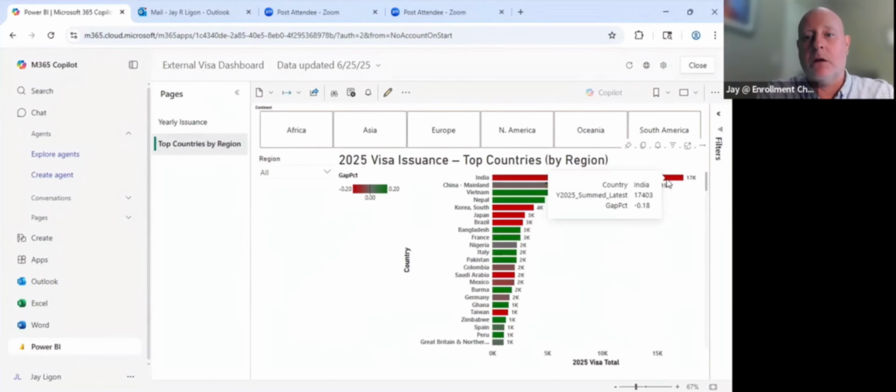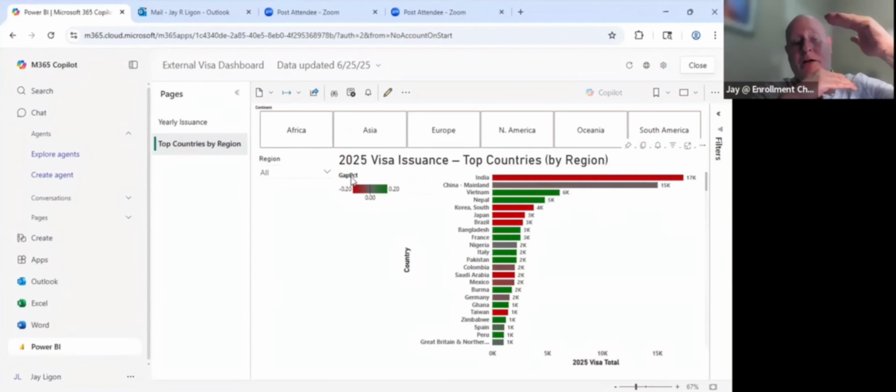So in India, I know that 17,403 visas were issued so far this year. The color is telling me the gap percent, that means the gap between that orange line and the blue line in the other chart. If it's negative 20%, negative 0.2, right, it's going to be red. If it's 20% or greater than the average year, it's going to be green. And if it's somewhere in the middle, it's going to be gray.